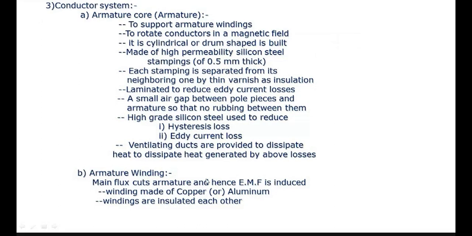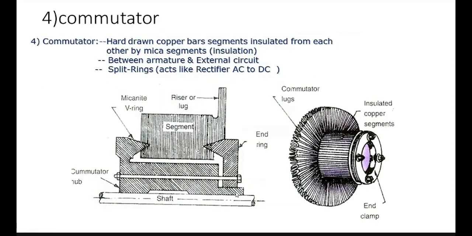Next is the armature winding. The armature winding is the main winding. It cuts the flux, and EMF is induced in the conductors. It is made up of copper or aluminum. Windings are insulated from each other with the help of insulating paper. So this is the commutator construction. Hard-drawn copper bars are insulated from each other by mica segments.